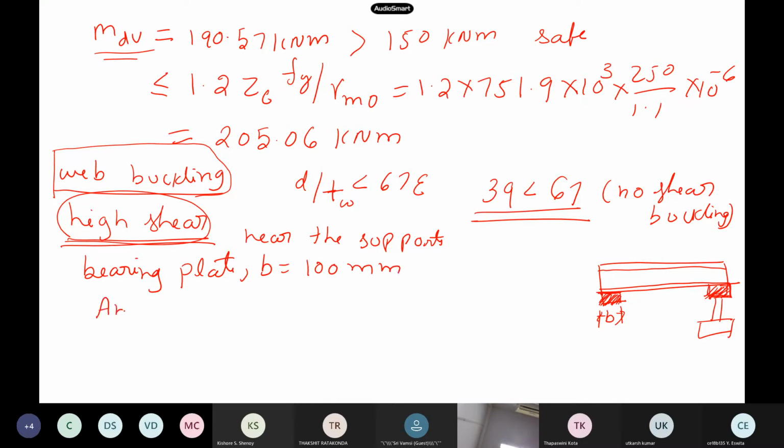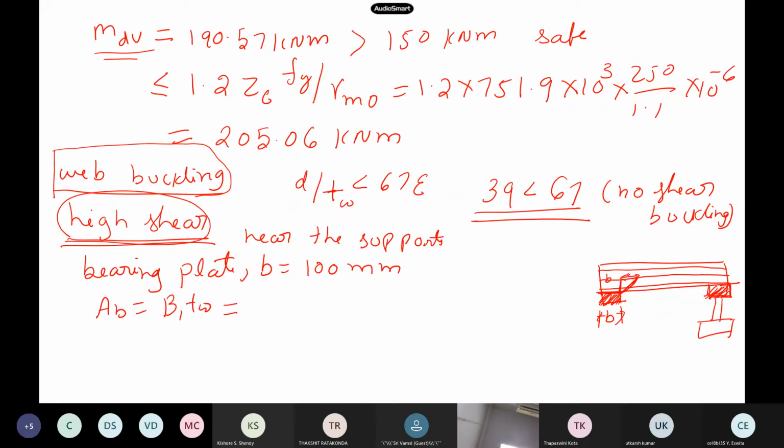So for the area of the bearing plate, you have to find B1 into T1. You have to find it at the diagonal. This is a diagonal at 45 degrees, so you can easily calculate the width and other things. So that turns out to be B plus X, or whatever.